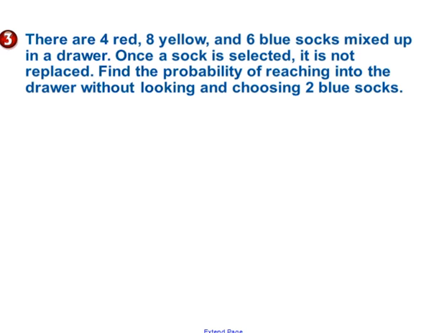There are 4 red, 8 yellow, and 6 blue socks in a drawer, all mixed up. Once the sock is selected, it is not replaced. That makes these events dependent. Find the probability of reaching into the drawer without looking and choosing 2 blue socks. Well, there's 4 red, 8 yellow, and 6 blue. If I add that up, there's 18 different socks that could be selected.